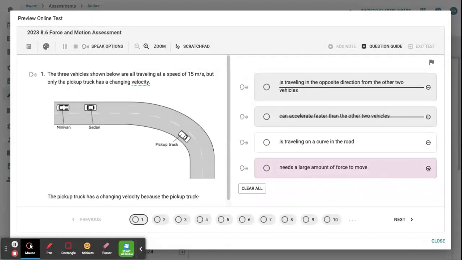It needs large amount of force to move. No. So your answer to this one should have been, it is traveling on a curve in the road. Because remember, the question is asking, only the pickup truck is changing its velocity. So it wants to know, how is it changing that velocity? And it's because it's going to a curve.